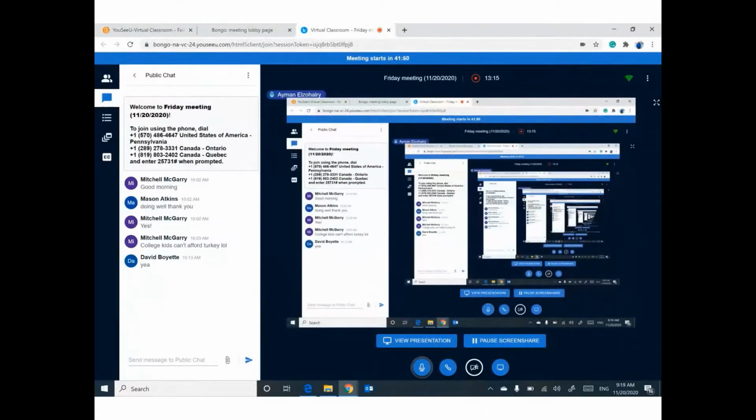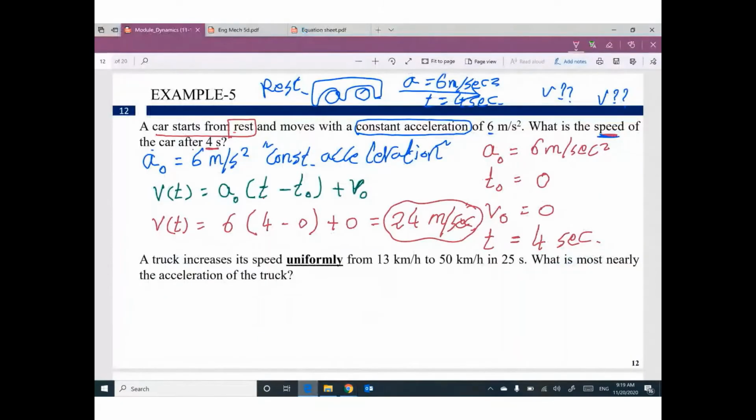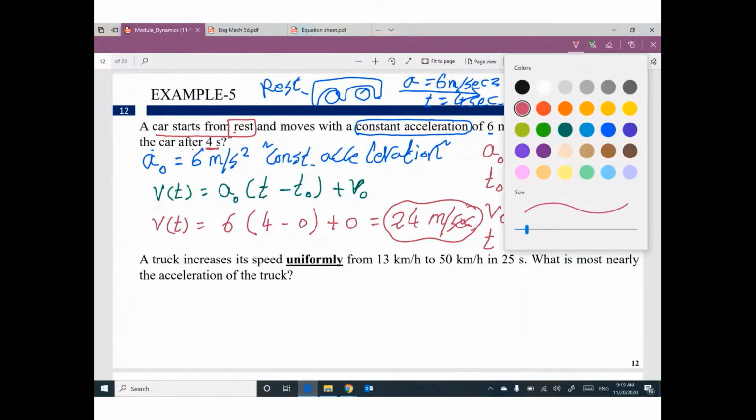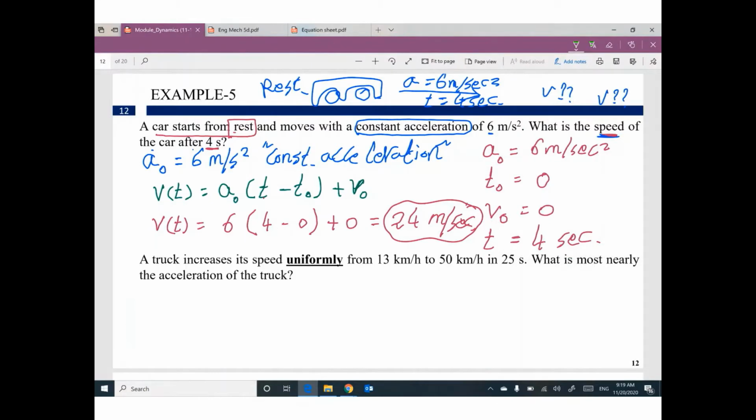Any question? So this problem gives you some hints. First, the problem told you that we are talking about constant acceleration. The problem told you that the car starts from rest. From rest means initial conditions, all of the initial conditions will be zero.